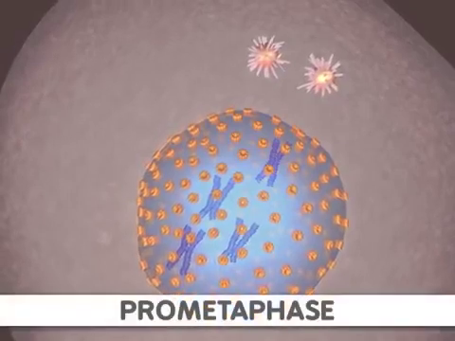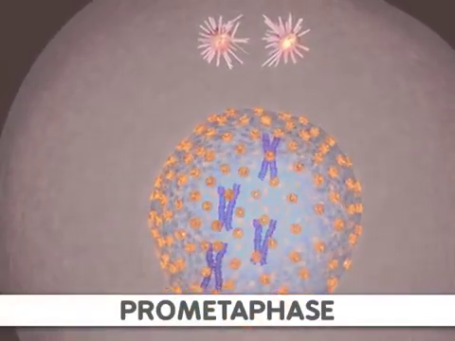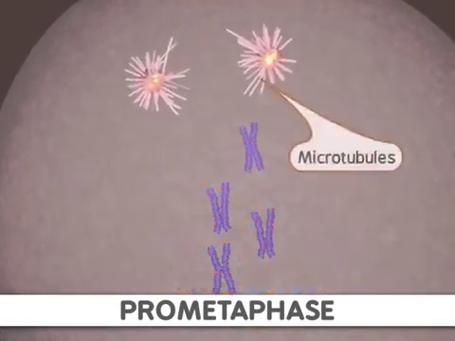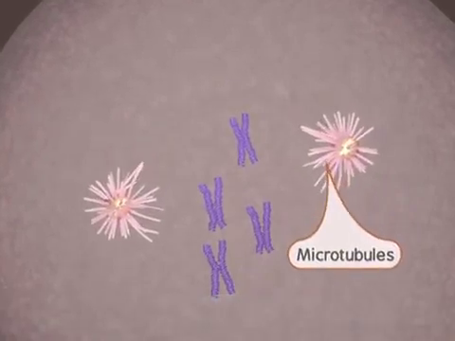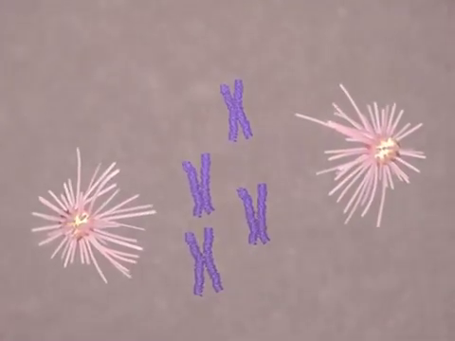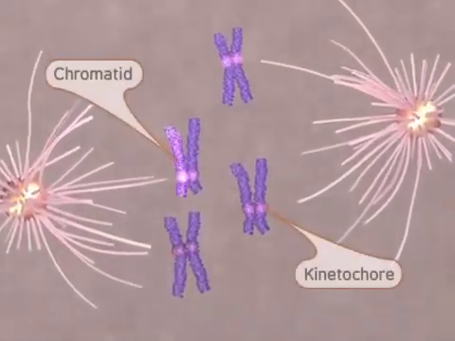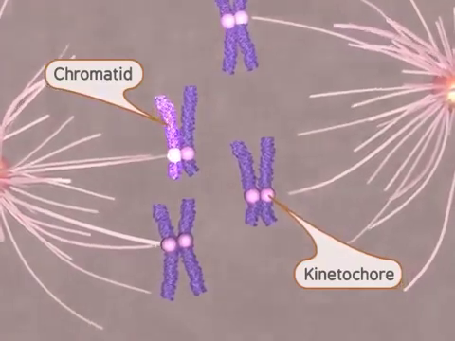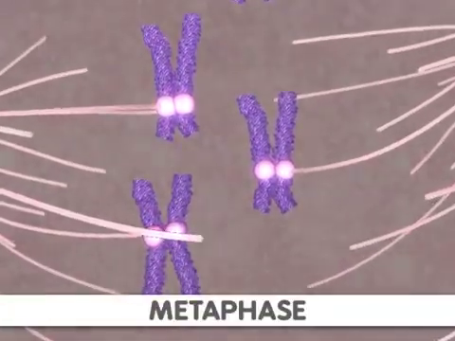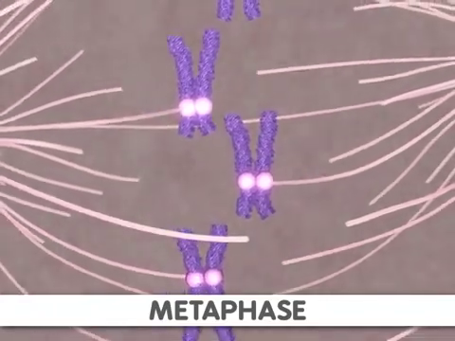Next, prometaphase begins when the nuclear membrane is broken down. At the same time, microtubule strands, or spindle fibers, are growing from the centrosomes. These strands attach to a protein structure called the kinetochore. One kinetochore is attached to the centromere of each sister chromatid. Next comes metaphase. During this stage, the sister chromatids align along the center of the cell so that both chromatids face toward opposite poles of the cell.